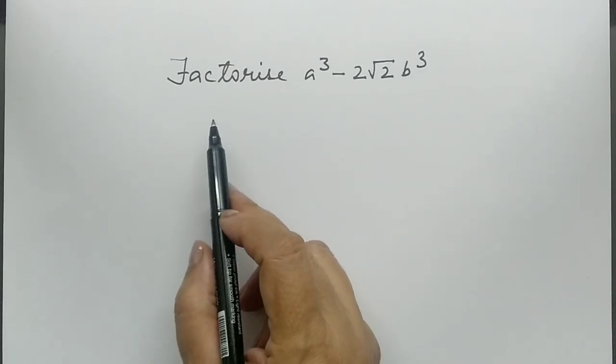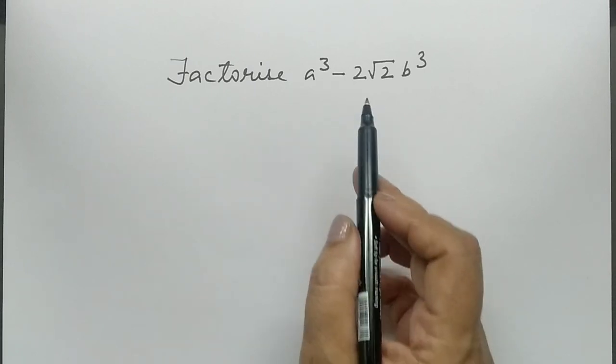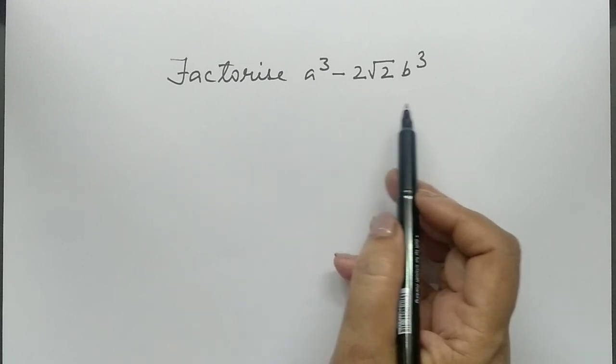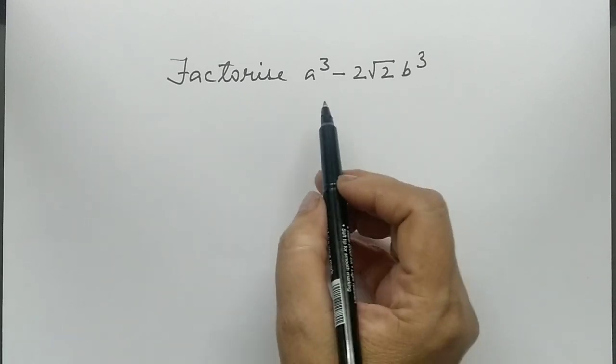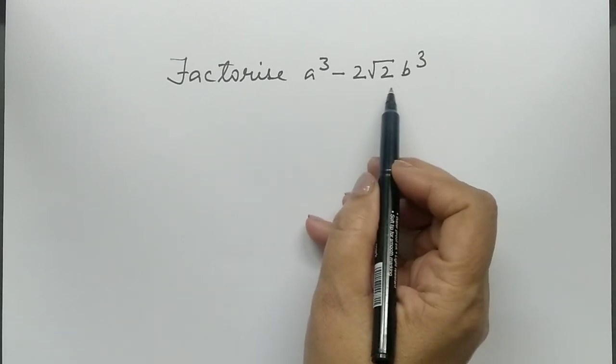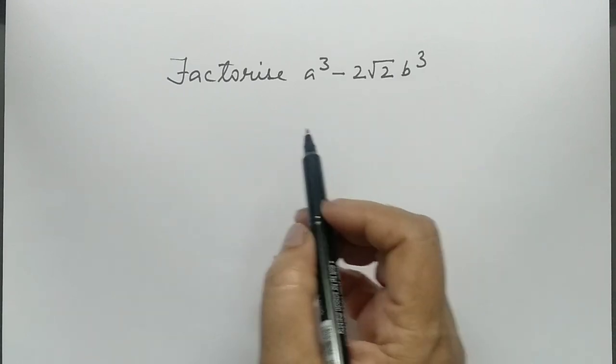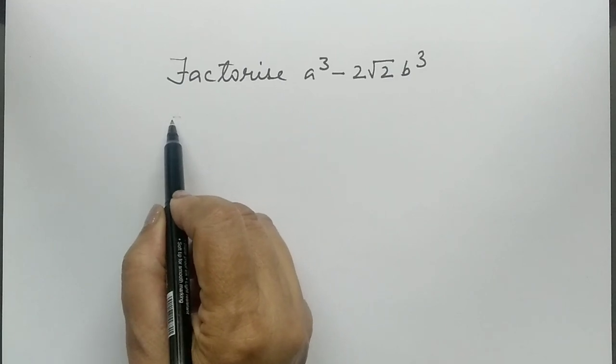So we have to factorize a cube minus 2 root 2 b cube. This is a very interesting sum. We have to convert this into a perfect cube. And how do we go about it? Let's get started.